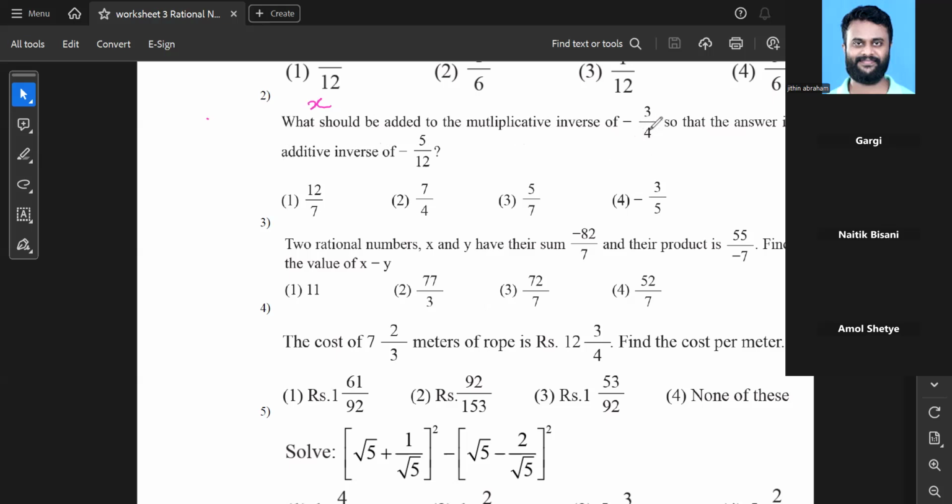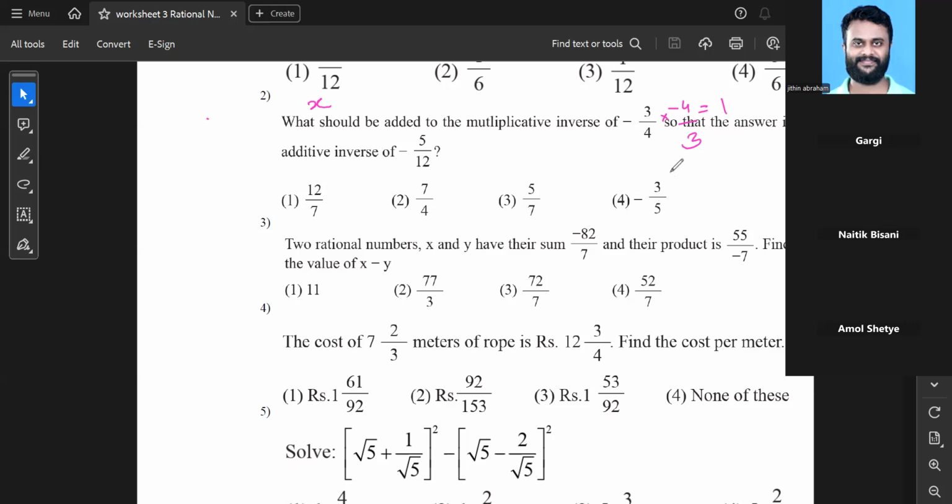First of all, for those who might not know what a multiplicative inverse is, it is that particular number which, when multiplied with this number, gives me the answer 1. There is only one such number, the inverse. So minus 4 by 3 is the number which, when multiplied with minus 3 by 4, gives me 1, because the 3 and the 4 get cancelled. It's basically the reciprocal.